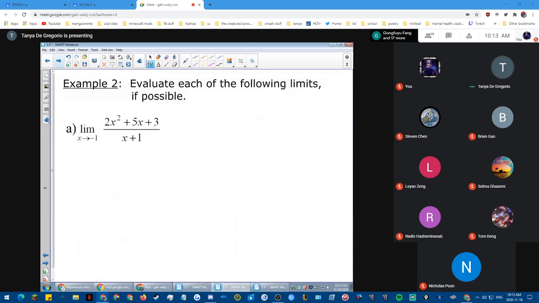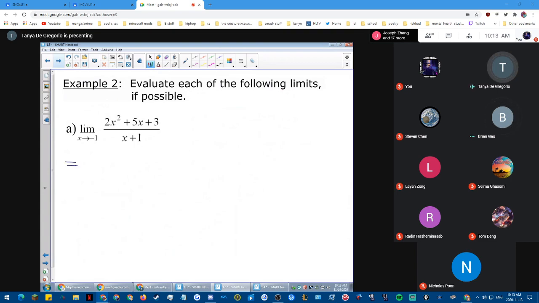Example 2. Evaluate each of the following limits if possible. So now we don't need to do all the properties. We just need to do it. So can I sub in -1 here? What do you guys think? Can I sub in -1? Will it work? No, I can't. So what should I do? Which method?